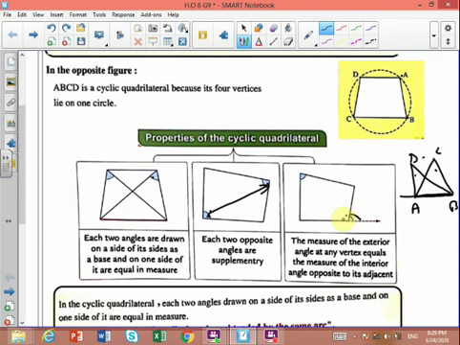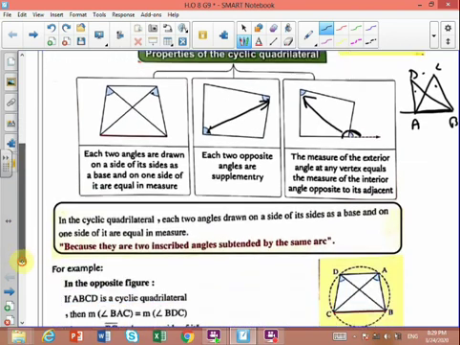Adjacent means beside it. Where is the interior angle beside this exterior? This one. So it is not equal to this one, we know that the sum is 180. It is equal to the opposite of its adjacent. And we will talk about each property later on.